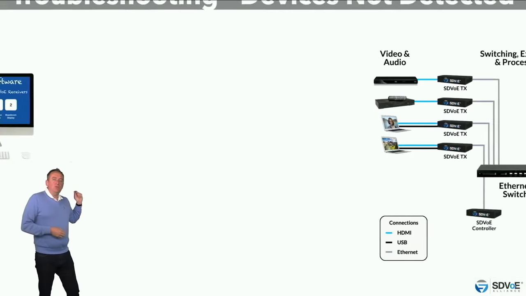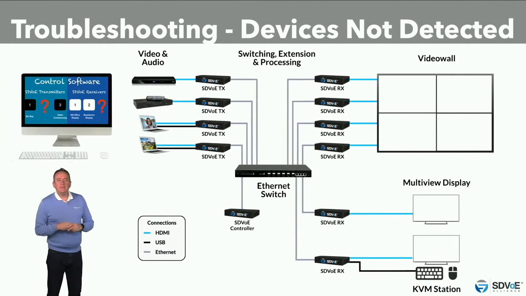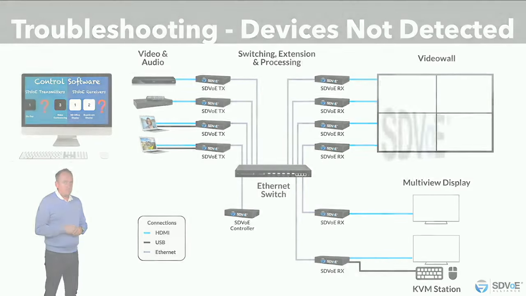The next issue that you might face is devices not being detected on your network. You open the control software after powering everything up, and some devices do not register in the API as expected, which means they aren't showing up on the user interface.